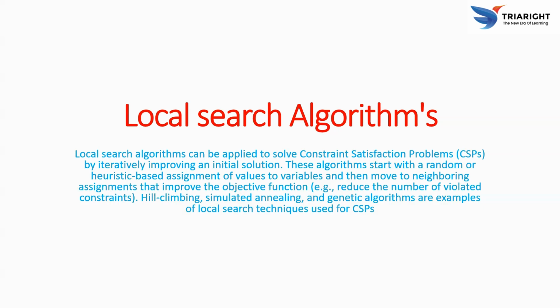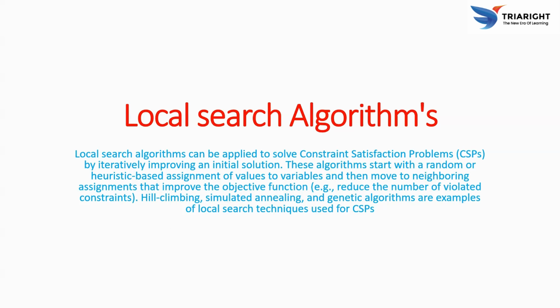In the essence of the local search algorithm, it is a class of optimization algorithm that starts with a potential solution to a problem and repeatedly tries to improve it by making small incremental changes, right? It explores the neighborhood of the current solution to find a better one, aiming to reach an optimal or near optimal solution. Here's a breakdown of the key concepts of this.